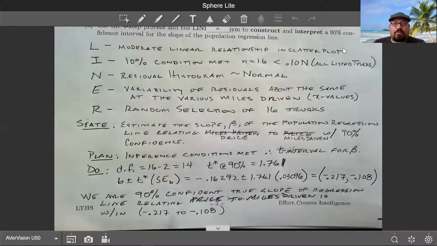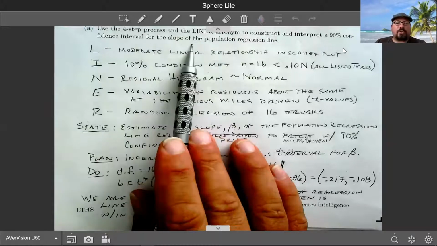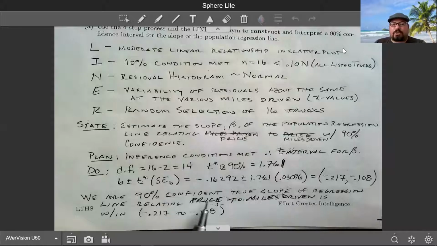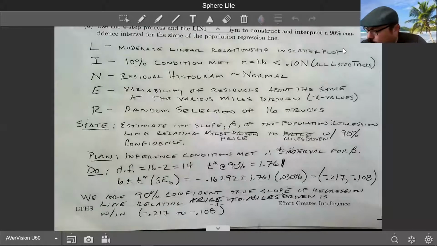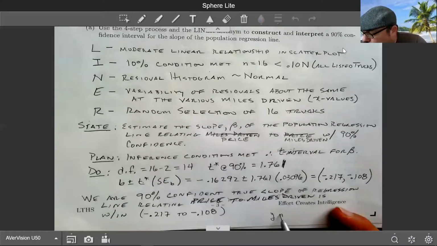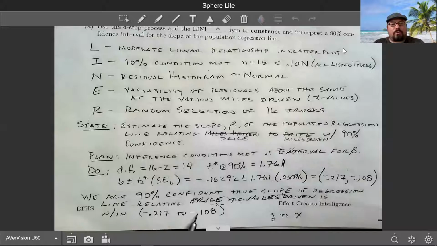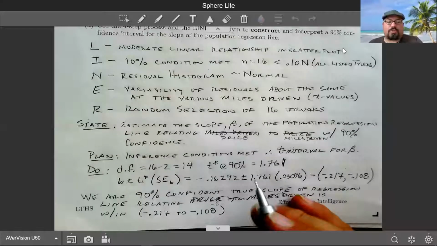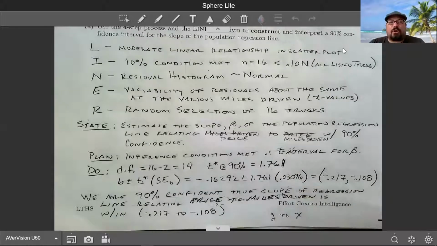But now our interpret, because the last piece is to interpret as well. We are 90% confident that the true slope of the regression line relating price to miles driven, relating Y to X, remember it's Y to X, is within negative 0.217 to negative 0.108. And this really would be in terms of dollars or thousands of dollars or whatever our units happen to be.